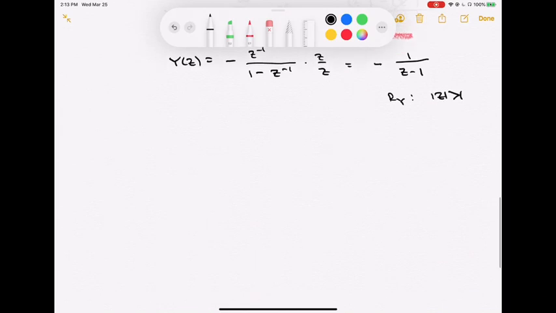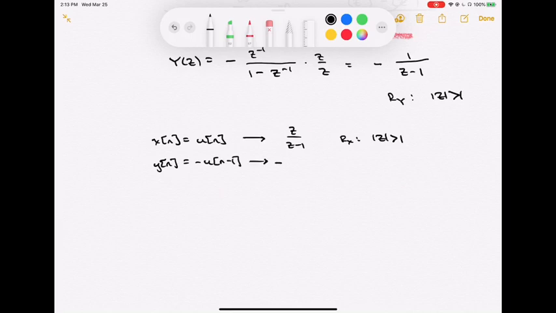All right, so let's summarize these two transforms. I have x of n being equal to u of n, and it has a transform z over z minus 1, and its region of convergence Rx is such that norm z is greater than 1. We had another signal y of n, equal to minus u of n minus 1, and we had its transform being minus 1 over z minus 1, and its region of convergence, which we called Ry, was again the same thing, norm z greater than 1. So I've got my two signals and I know what their transforms are.